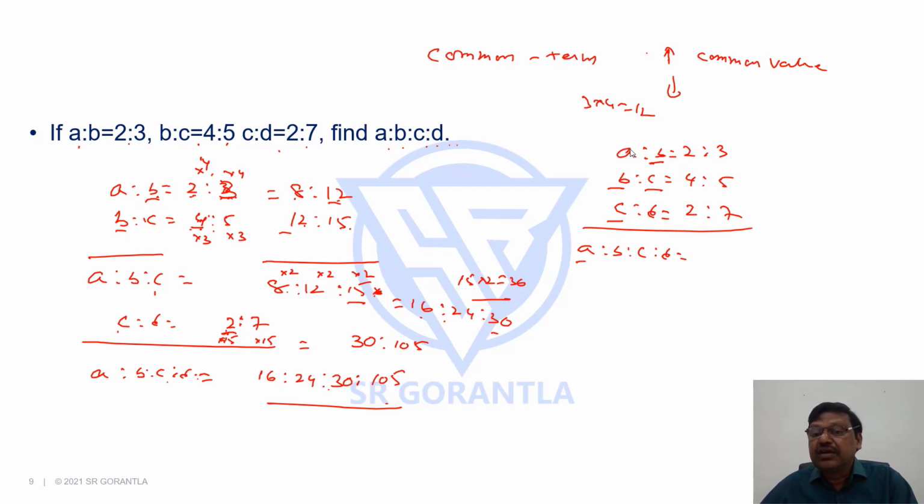For A, this is the ratio. This is the term. And is there any ratio above it? No. Take this 2 and multiply with the following first terms of the ratios.